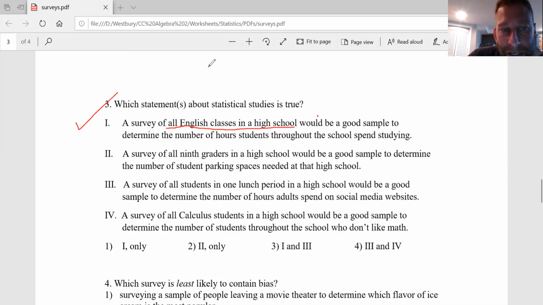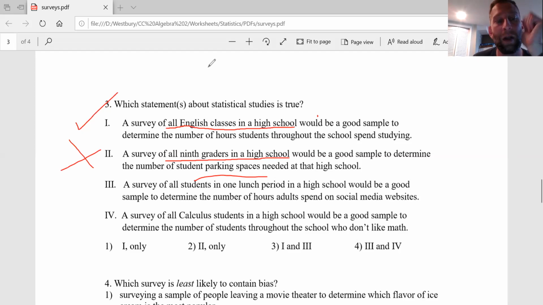Choice 2, a survey of all ninth graders in a high school would be a good sample to determine the number of student parking spaces needed at that high school. My sample is all ninth graders. Does that represent the entire population? No, that only represents ninth graders. There's also 10th, 11th, and 12th graders. Also, are ninth graders using parking spaces? No, that's a horrible sample. It's a horrible sample because it doesn't include the entire population and because ninth graders aren't even involved with the parking spaces.